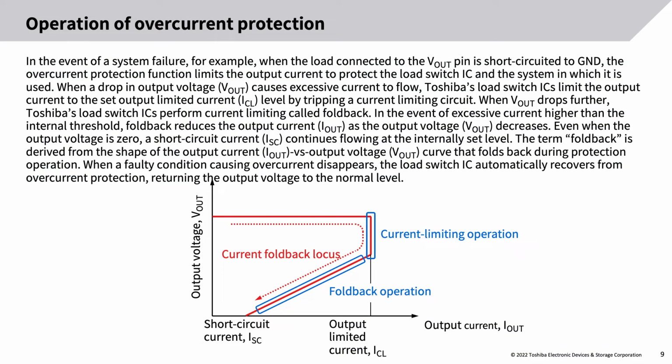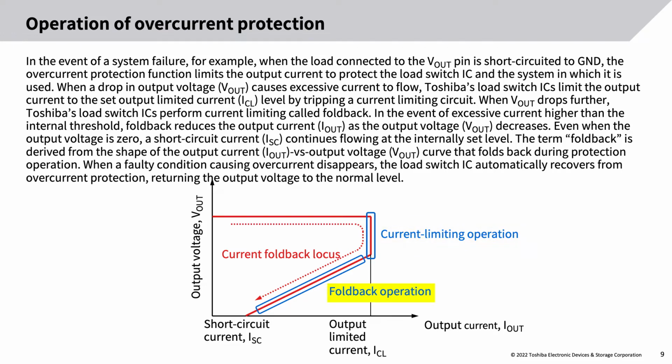Operation of overcurrent protection. In the event of a system failure, for example, when the load connected to the Vout pin is short-circuited to ground, the overcurrent protection function limits the output current to protect the load switch IC in the system in which it is used. When a drop in output voltage, Vout, causes excessive current to flow, Toshiba's load switch ICs limit the output current to the set output limited current, ICL, level by tripping a current limiting circuit.